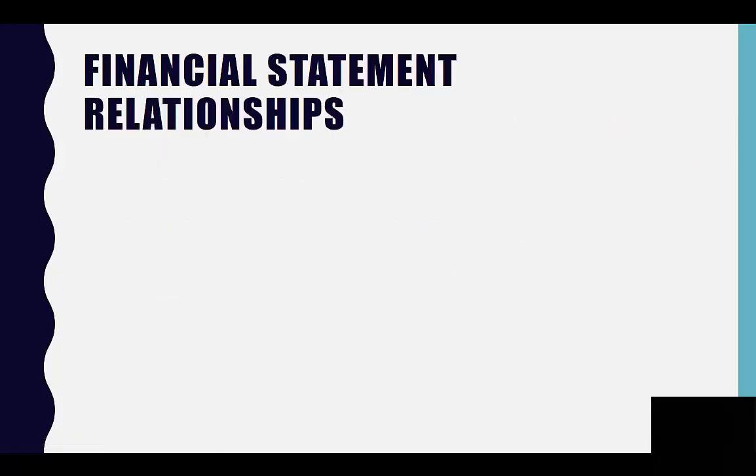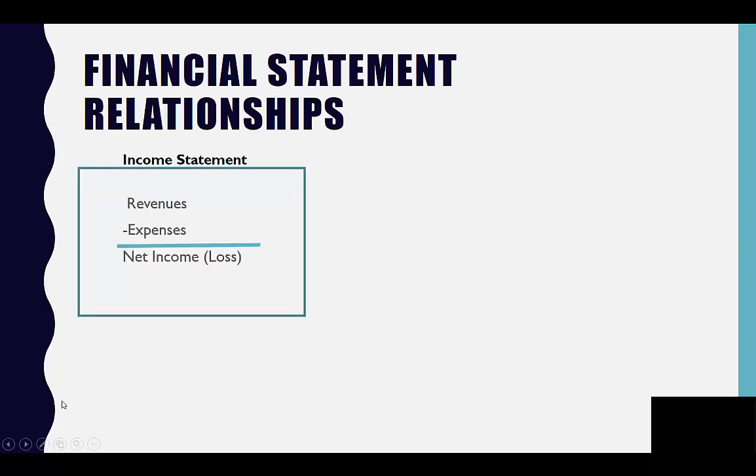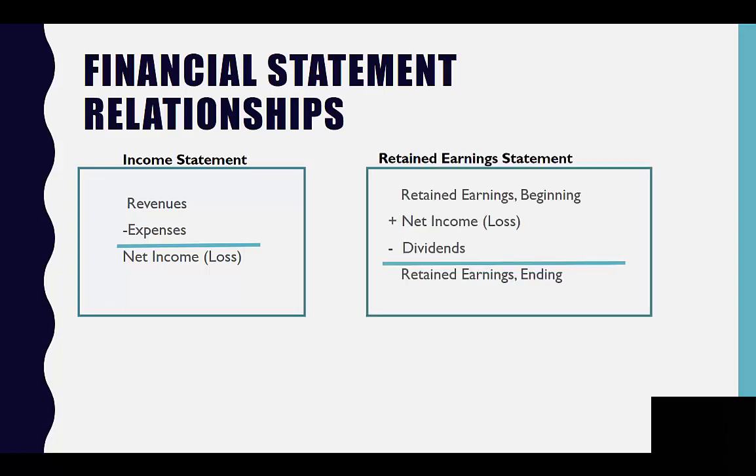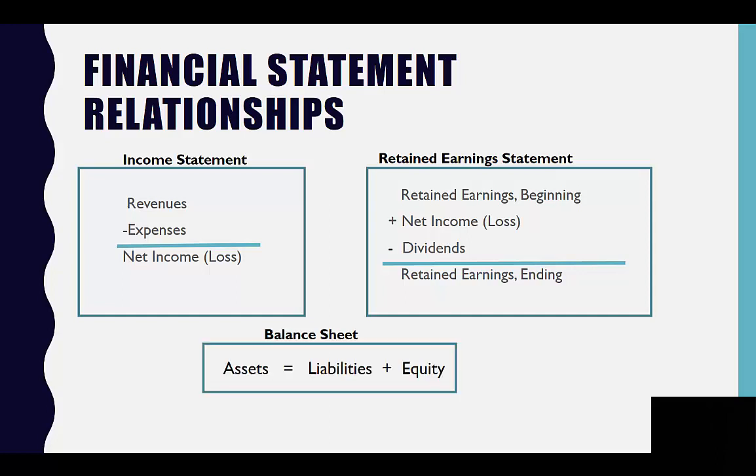Did you catch that on the last slide? The income statement and the retained earnings statements are related. Let's look at this closer. Okay, we said the first financial statement we will create is the income statement. The income statement is revenues minus expenses equals net income or net loss. Then the second financial statement we will create is the retained earnings statement. Retained earnings at the beginning of the period plus net income or loss minus dividends equals retained earnings at the end of the period. And the third financial statement we will create is the balance sheet. Assets equals liabilities plus equity.